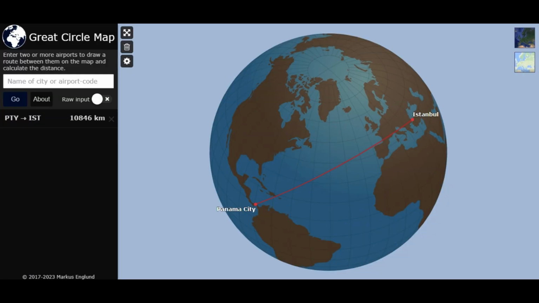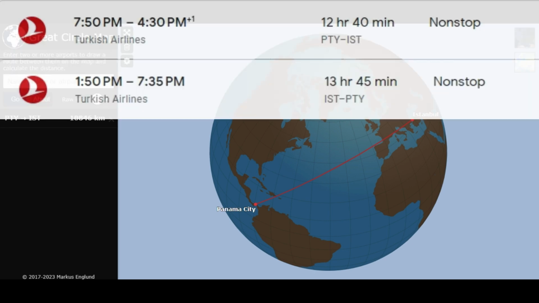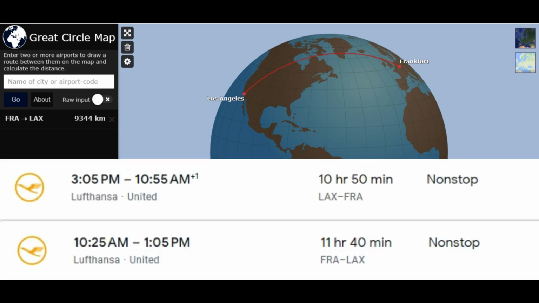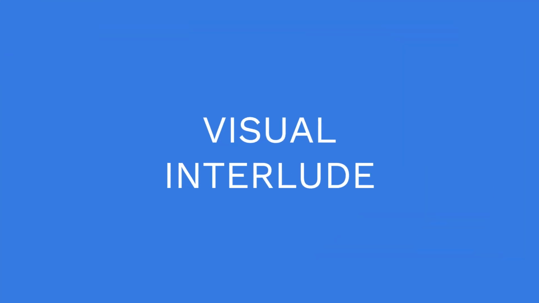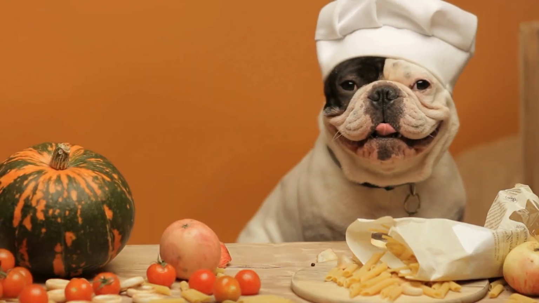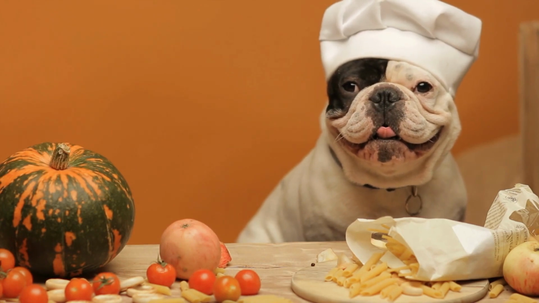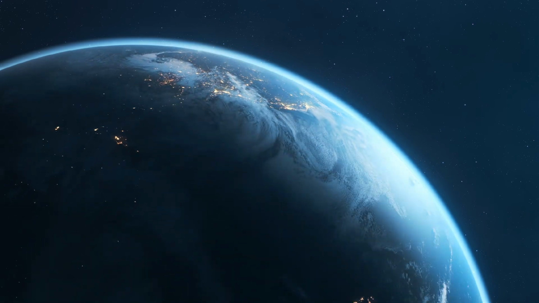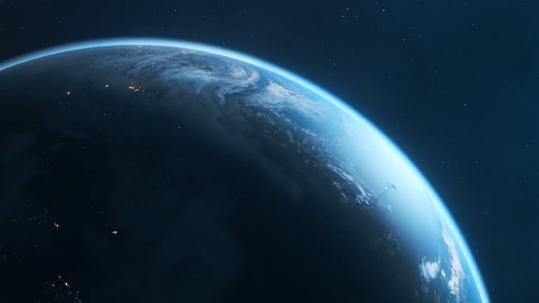And moving a little bit further north, there is Panama to Istanbul, around 11,000 kilometres, with an average of about 820 kilometres an hour. And we also have Frankfurt to Los Angeles, about 9,300 kilometres, about 830 kilometres an hour as well. Now, I realise this is getting a little bit monotonous, but it is just proof that planes fly about the same speed no matter where they go around the globe, and the distances do indeed match the distances on the globe, as stated.